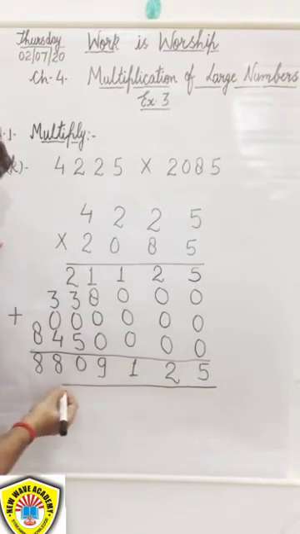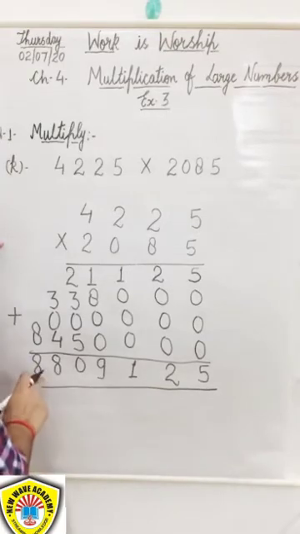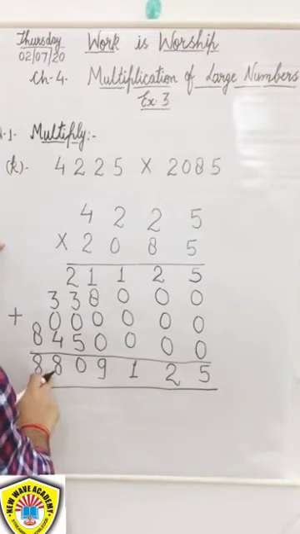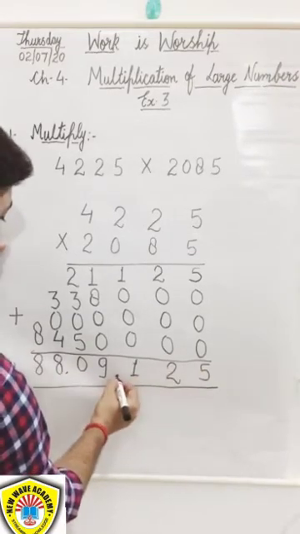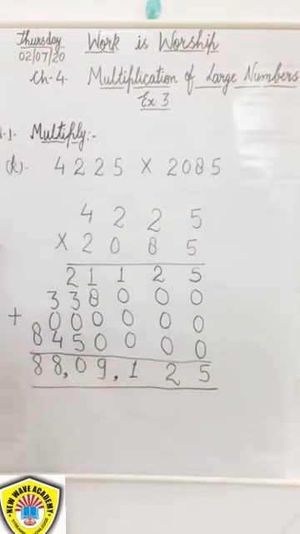So what is the product? We will get 88 lakh 9,125. Now we will put the commas. So this is the product.